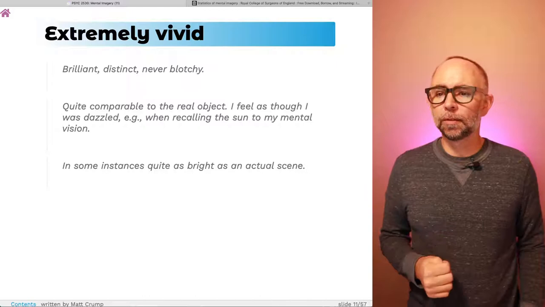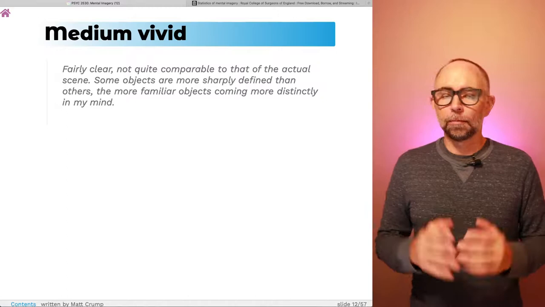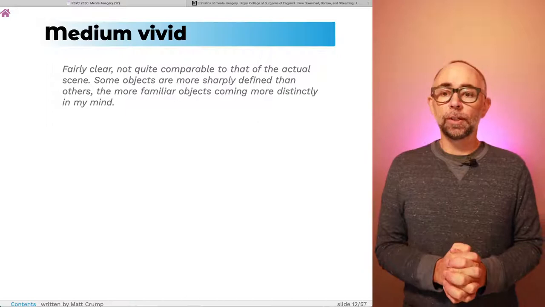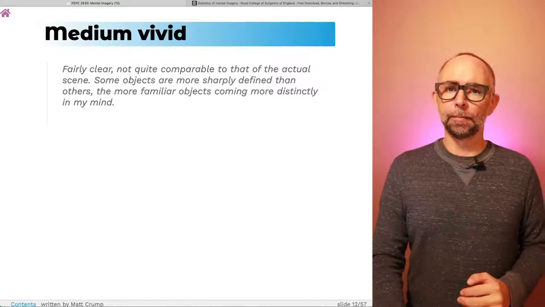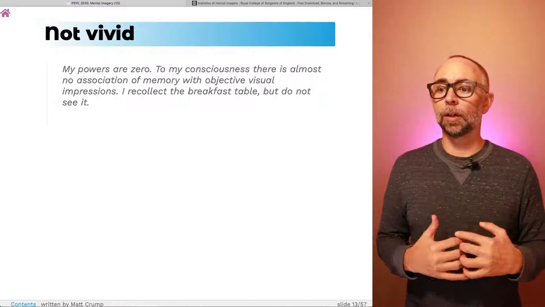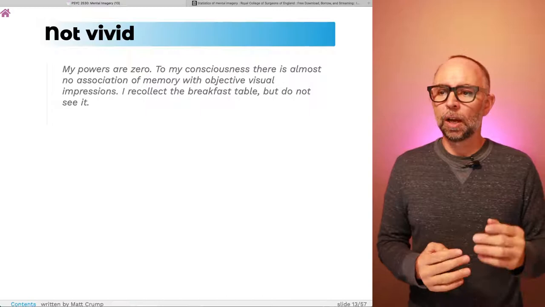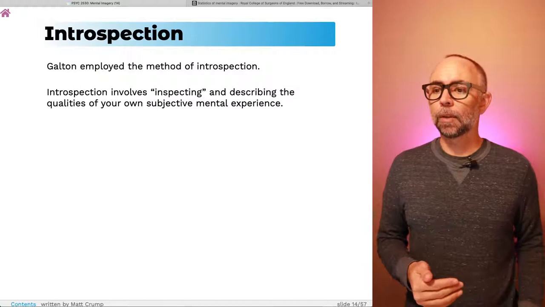There were people who gave in-the-middle types of descriptions. Here's one. Fairly clear, not quite comparable to that of the actual scene. Some objects are more sharply defined than others. The more familiar objects coming more distinctly in my mind. And finally, we have some people who were not vivid at all. So here's one person who said, my powers are zero. To my consciousness, there is almost no association of memory with objective visual impressions. I recollect the breakfast table, but do not see it. All right.